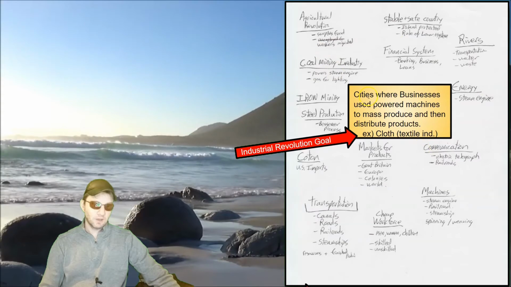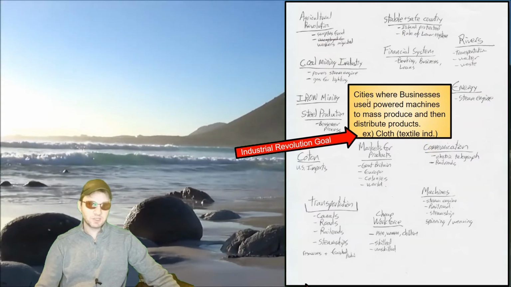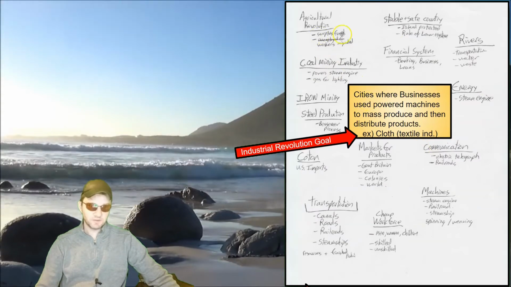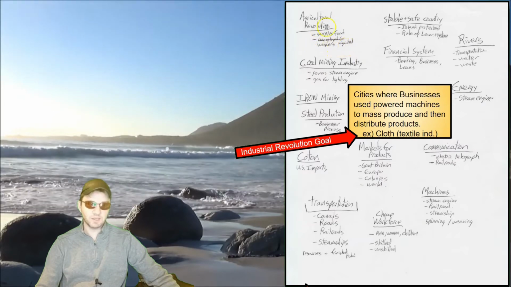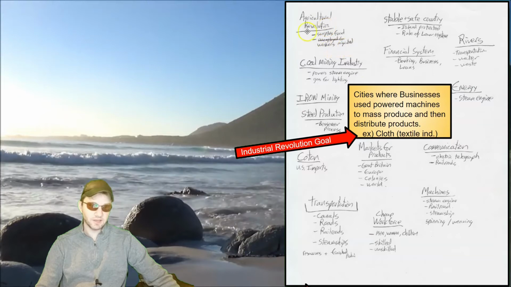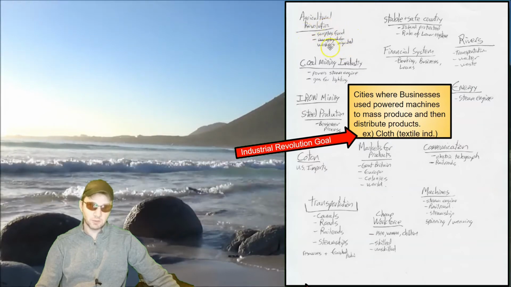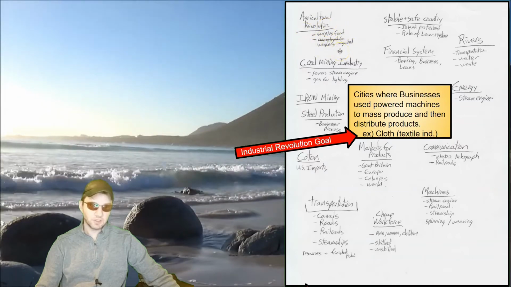So let's go through. Well, you need cities, and people in cities don't make food. So you need a surplus of food, and you need more people than ever before in the cities, and that's what the agricultural revolution, which we already studied, gave. A surplus of food and a lot of unemployed farmers going to the city to become workers.